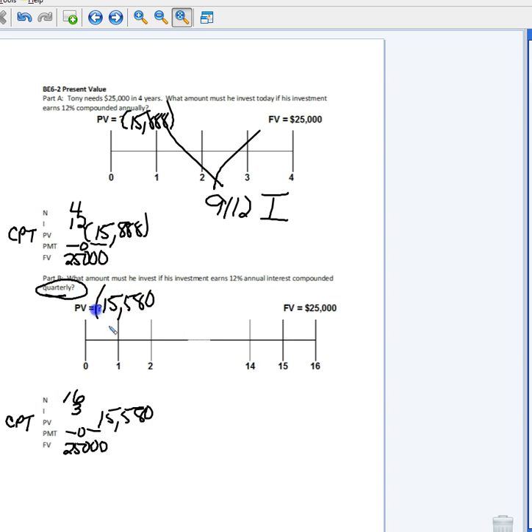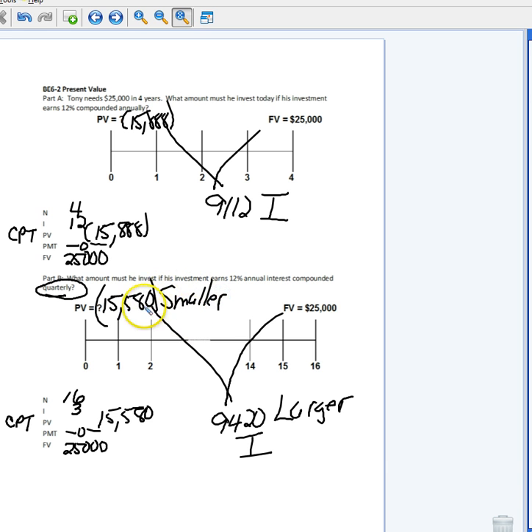Okay, and again that shows up as a negative. So the difference between a future value and a present value, this time 9420. And again, that's larger. Their interest is larger because we have more compounding periods. The interest is larger, so the present value had to be smaller, didn't it? I had to start with a smaller number in order to have a larger amount of interest compounding.